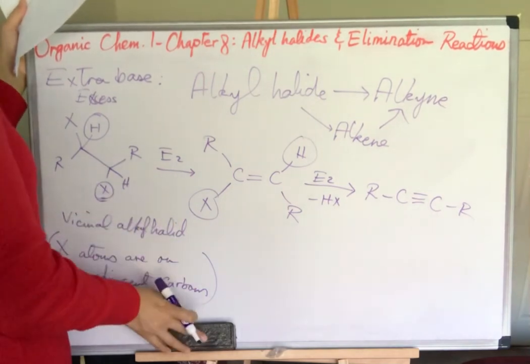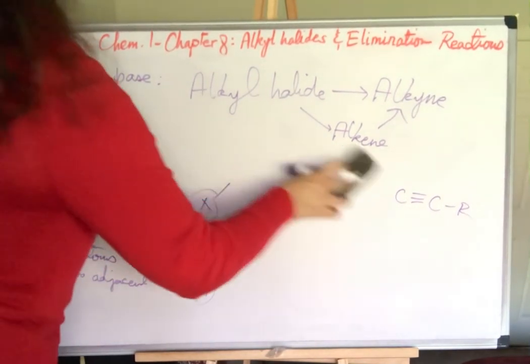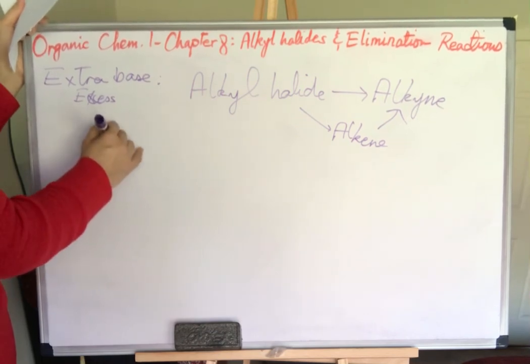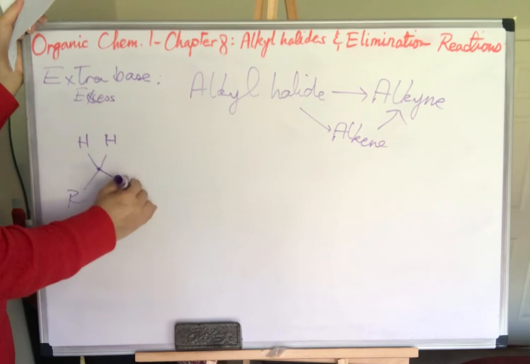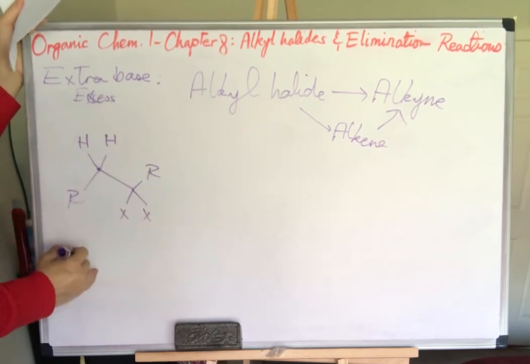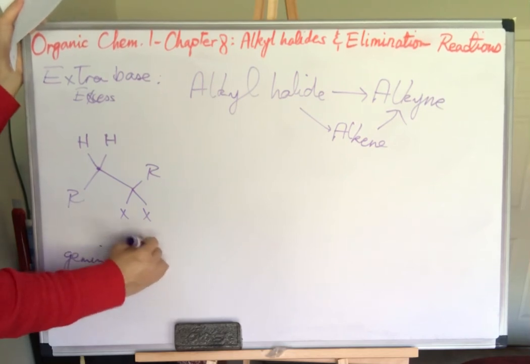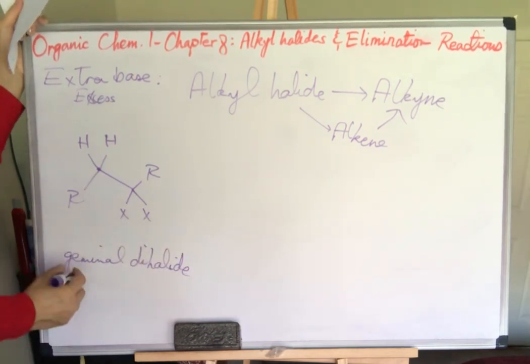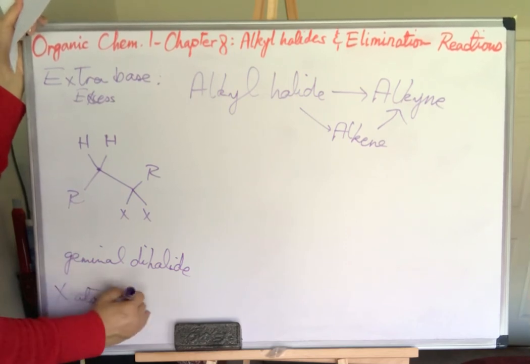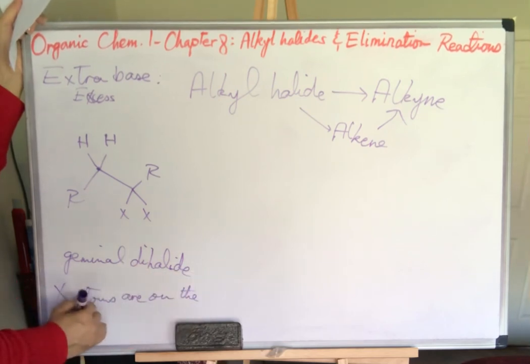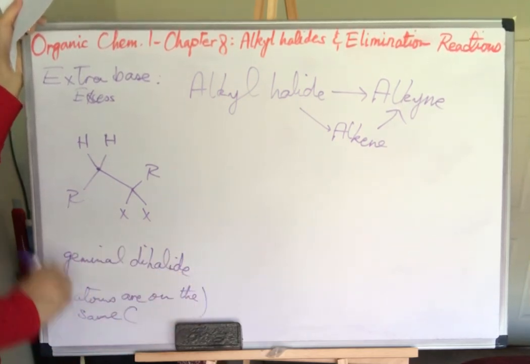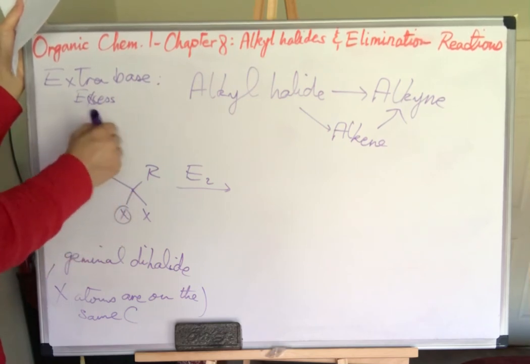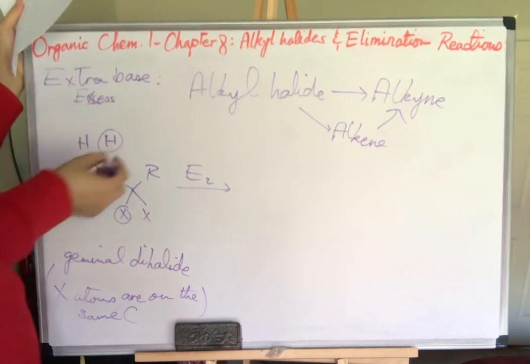And the same thing about a geminal dihalide. We have vicinal. What if the halogen atoms are on the same carbon? Can happen too. Geminal dihalide. I should have said vicinal dihalide, and this is geminal dihalide. Halogen atoms are on the same carbon. That's the meaning of geminal. So E2 happens, but still the requirement for E2 is to have hydrogen and halogen atoms on the antiperiplanar.